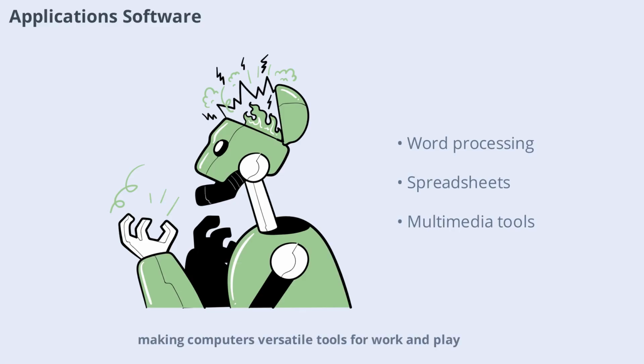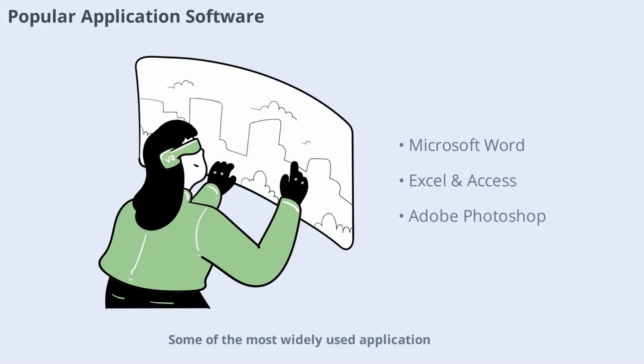Some of the most widely used application software includes Microsoft Word for word processing, Microsoft Excel for spreadsheets, and Microsoft Access for databases. Other popular tools are Lotus Word Pro, Lotus 123, and WordPerfect. Multimedia applications like Microsoft PowerPoint and Adobe Photoshop are essential for presentations and graphic design.